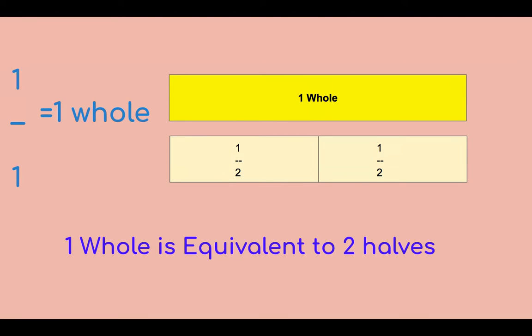Here we have 1/1, which is the same as 1/2. We have the 1/2 in yellow, and under that we have 2/2. We know that it takes 2/2 to make 1/2, and 1/2 is equivalent to 2/2. They are the same. They are equal.